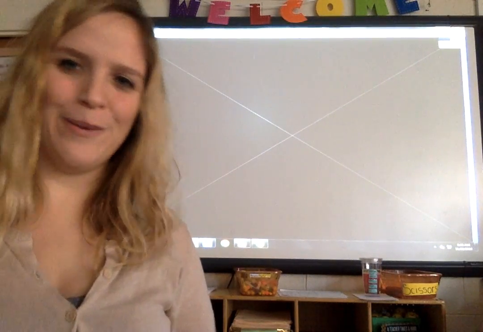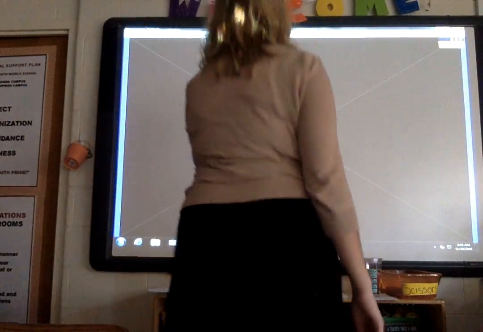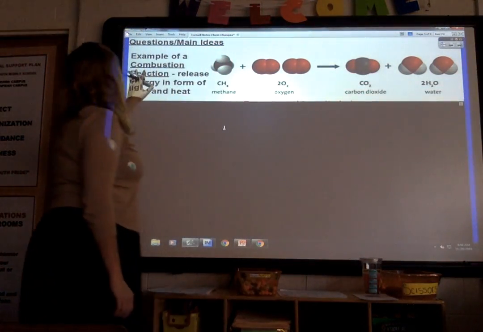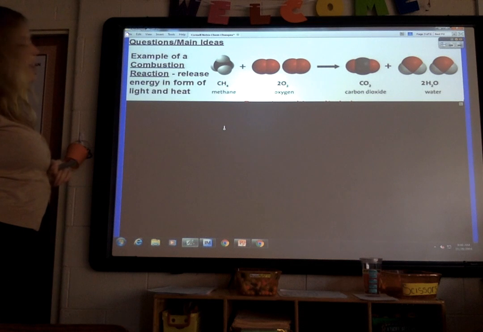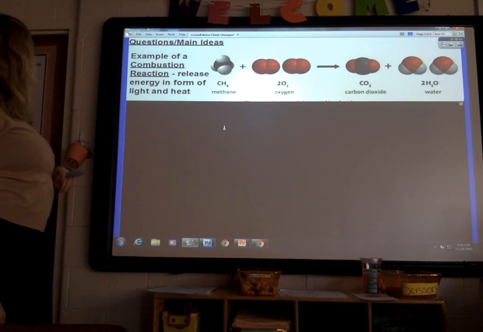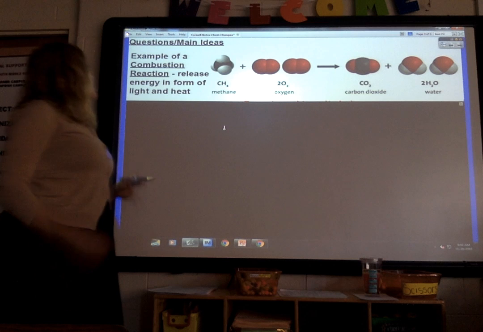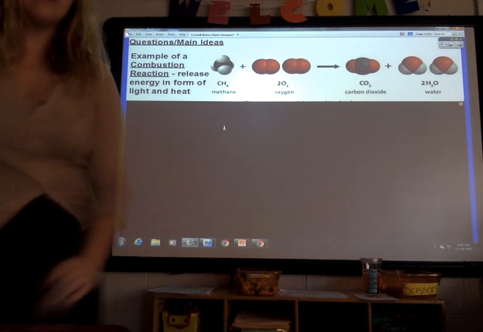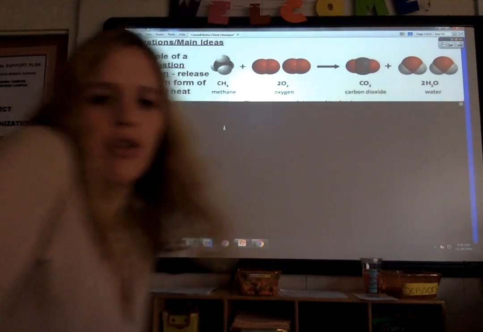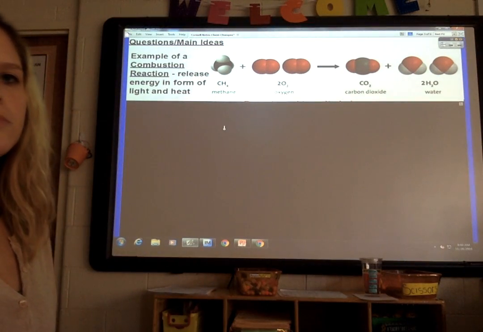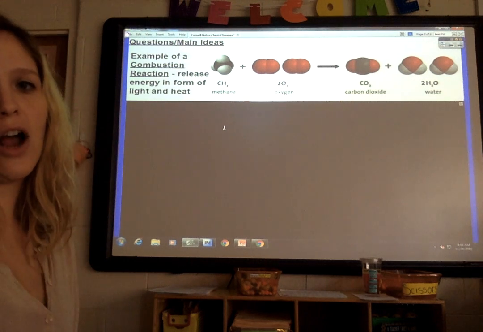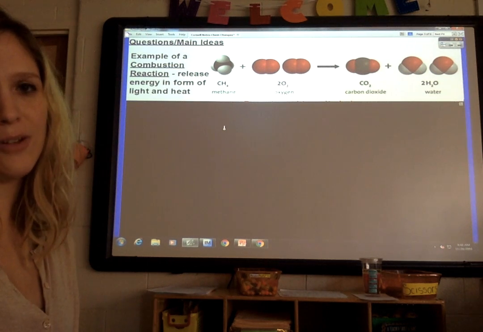So, here we go. On the left-hand side, next to your picture, I want you to write example of a combustion reaction. Release of energy in form of light and heat. A candle burning is an example of a combustion reaction. What does that mean? That light and heat are released as a result of the reaction.